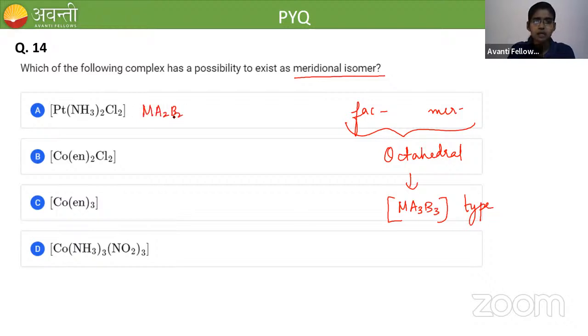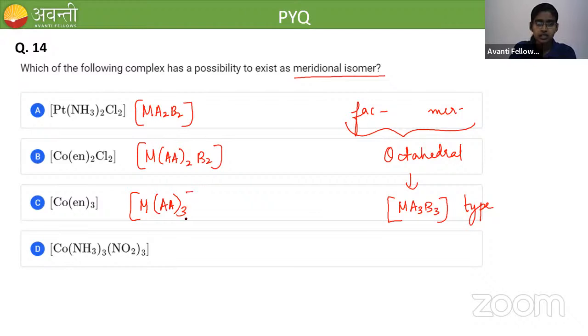The metal is platinum and 4 ligands are there. And here ethylene diamine is a bidentate ligand. So it is A2 and B2. And coming to the next option, it is metal again, ethylene diamine is bidentate. So let me write AA3. And the last complex is having A3 and B3 type. Okay. So the meridional isomer exists in compound D. So option D will be the correct answer for this question. Okay.